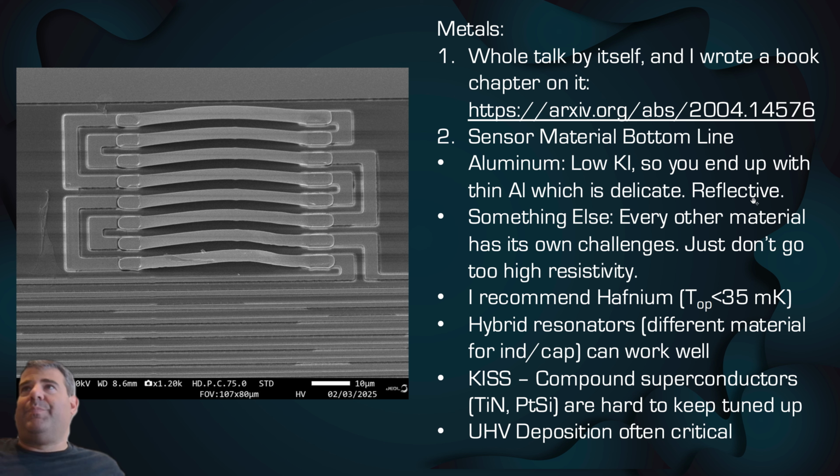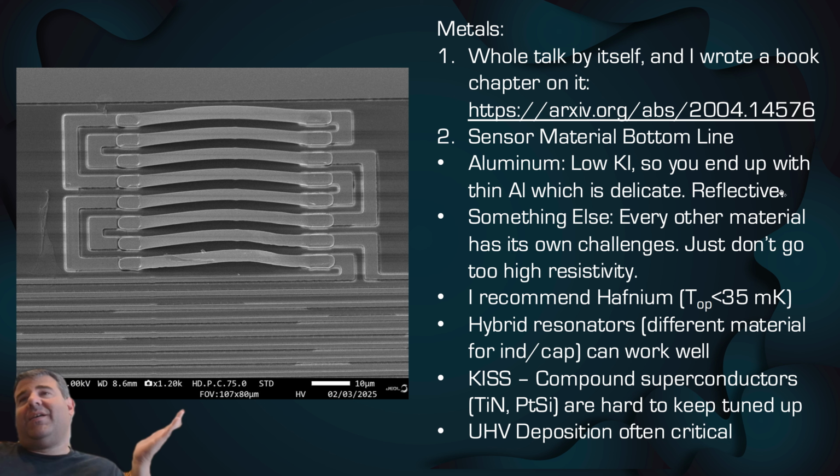I actually wrote an entire book chapter on it, which is available here at this link. The sensor material, bottom line, is you have two main choices. You can use aluminum, which is pretty standard. It's low kinetic inductance, so that means you end up having to make the aluminum very thin, which makes it delicate. It likes to oxidize.